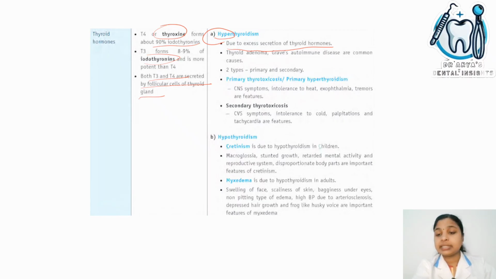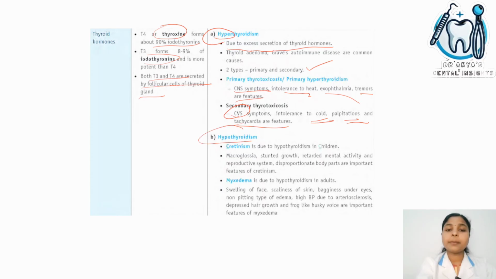Thyroid adenoma and Graves' autoimmune disease are the common causes of hyperthyroidism. There are two types, primary and secondary. In primary thyrotoxicosis or primary hyperthyroidism, CNS symptoms, intolerance to heat, exophthalmia, and tremors are the features. For secondary thyrotoxicosis, CV symptoms, intolerance to cold, palpitations, and tachycardia are the features.